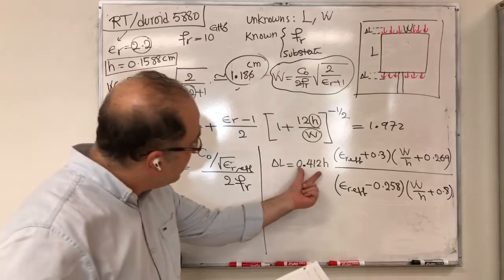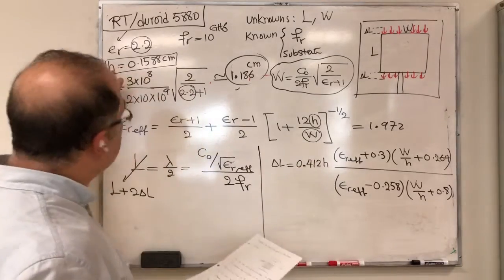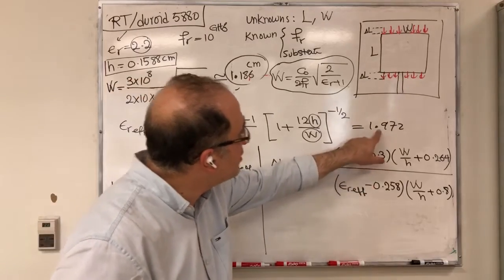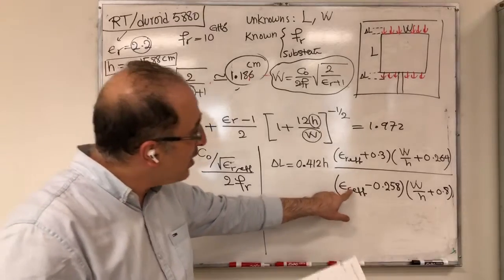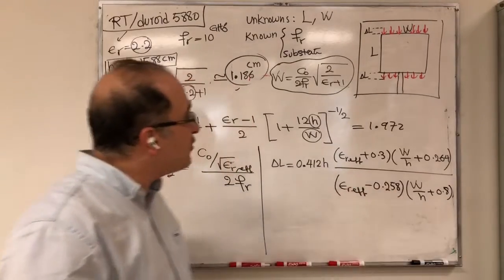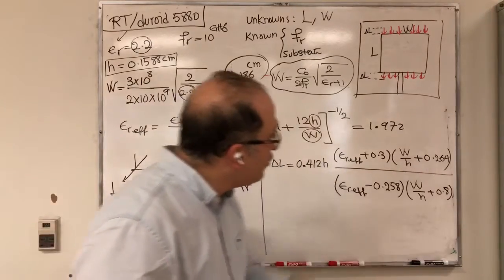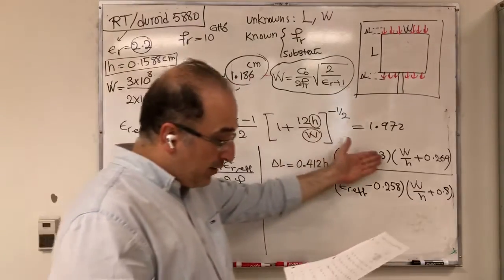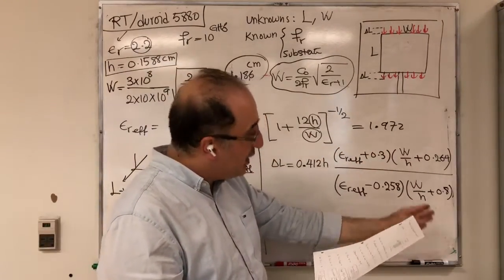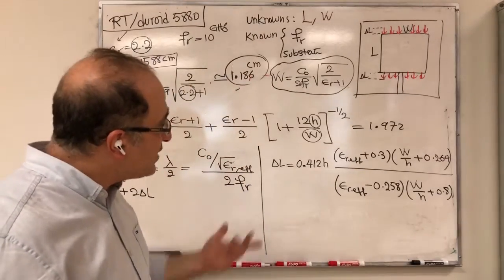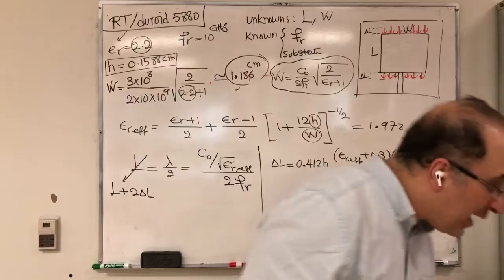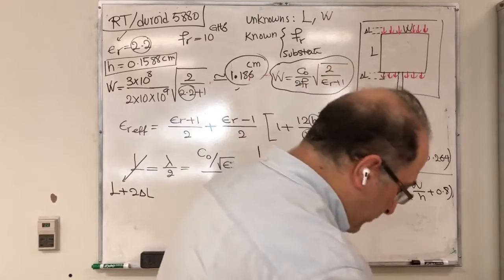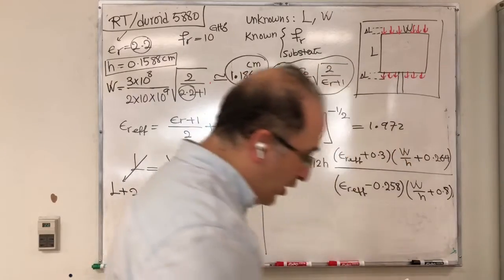Let me double check that. This side is 0.412 H. H is the thickness of the substrate. The first factor is epsilon R effective plus 0.3. This factor here is epsilon R effective minus 0.258. And then the second factor on both numerator and denominator depends on W that we also found. So one of them is W over H plus 0.264 and then W over H plus 0.8. So that's my delta L. Now, for the example that we had, let me see if I have my calculation of delta L. I hopefully have it.